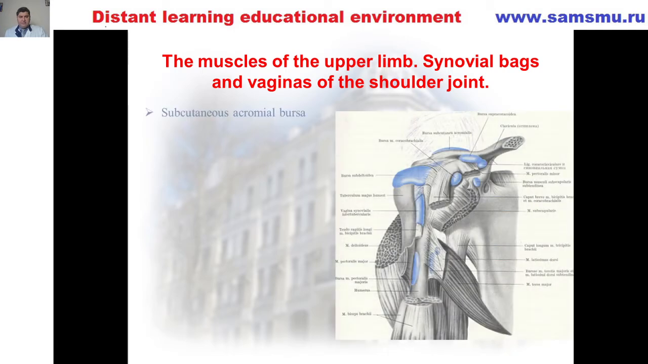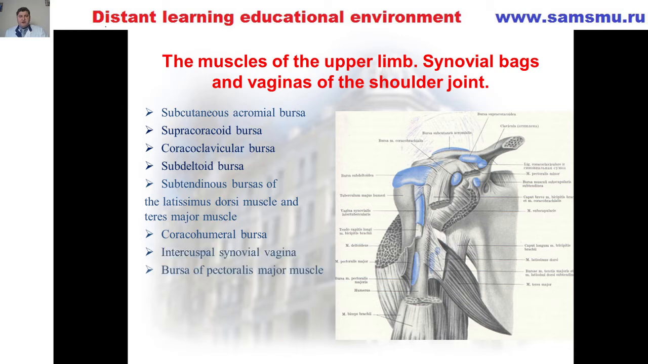So on this picture you may see the additional apparatus of muscles. You may see bursas, and also you can see the subdeltoid bursa. We talked about these bursas. Also you may see the coracobrachial bursa, and also you can see the subscapular bursa. You may see the subtendinous bursa of latissimus dorsi and teres major bursas. You may see these bursas here.